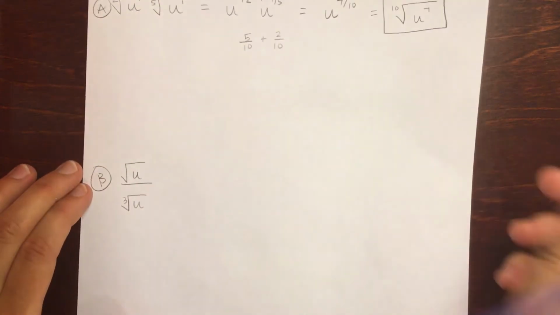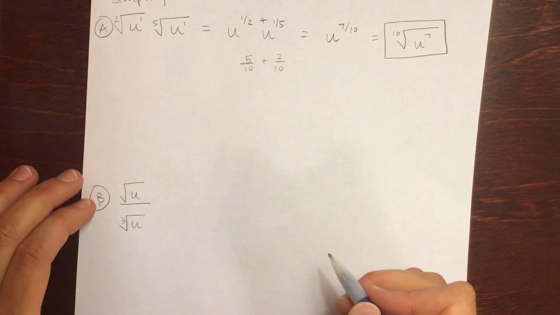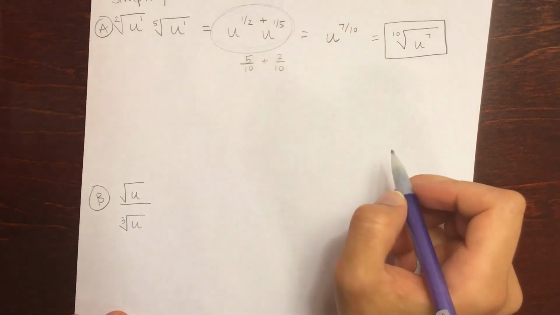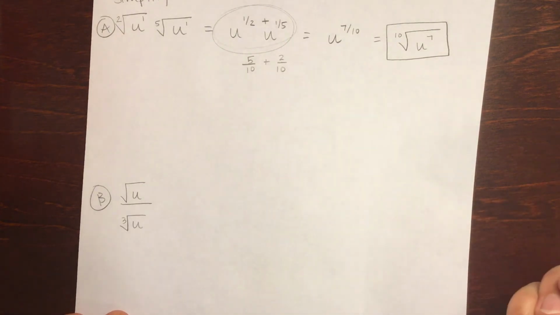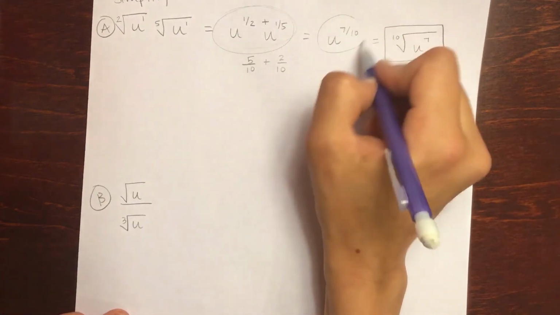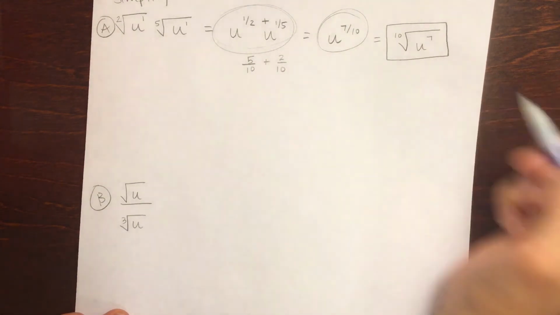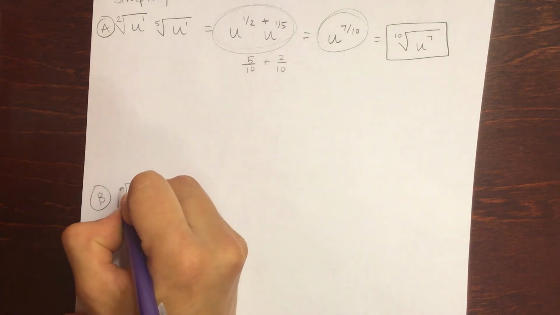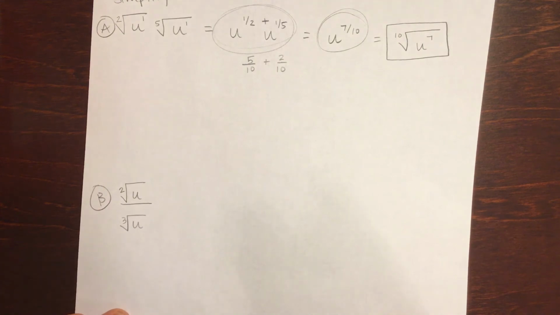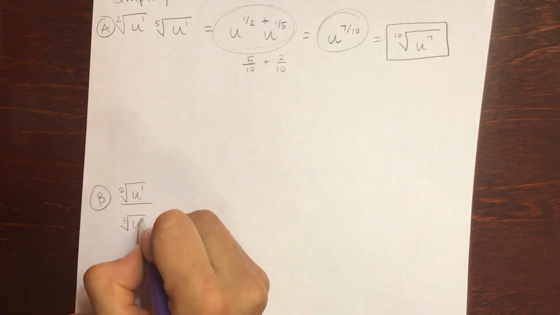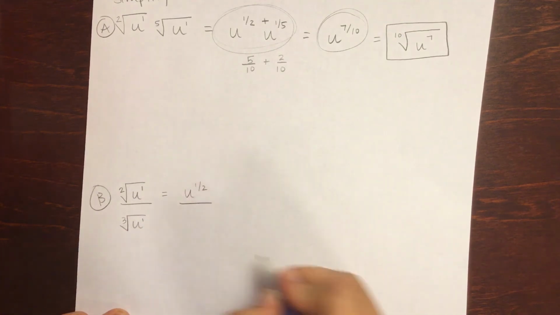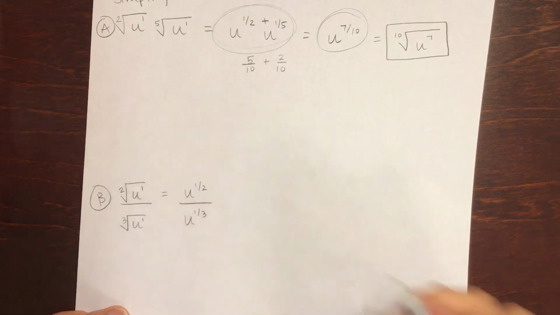Let's do an example where we have a fraction instead of multiplying. Same idea, I want to convert them to exponent form, then I will subtract my exponents because they're a fraction to get this form, and then I'll convert back into radical form. So, if you don't see a number here as the index, it is implied to be a 2. If you don't see an exponent, it's implied to be a 1. That means the square root of u is u to the 1/2. The cubed root of u is u to the 1/3.